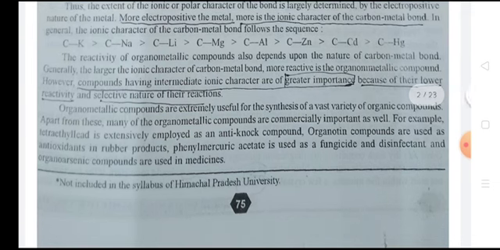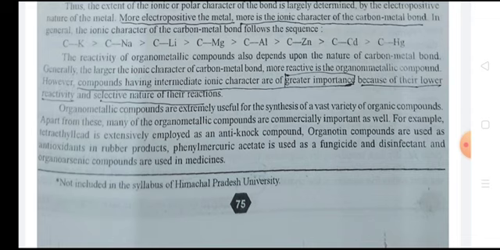The reactivity of organometallic compounds also depends upon the nature of the carbon-metal bonds. Generally, the larger the ionic character of the carbon-metal bond, the more reactive is the organometallic compound. However, compounds having intermediate ionic character are of greater importance because of their lower reactivity and selectivity in the nature of the reactions.